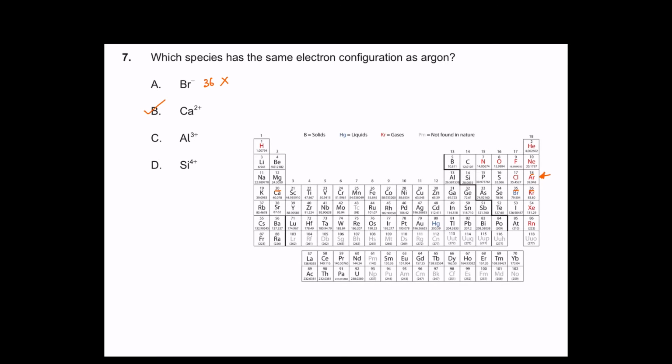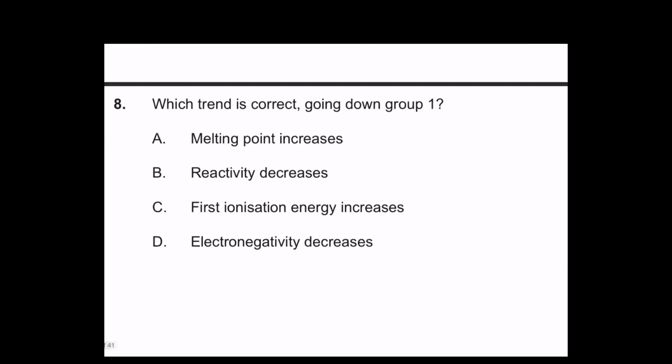But let's check the answer for the other options. Al has 13 electrons generally, but Al3+ has 10 electrons. So this is again not the correct answer. Si4+: Si generally has 14 electrons, but it loses 4 electrons, so it has 10 electrons. So this is also not the answer. So option B is the correct answer.